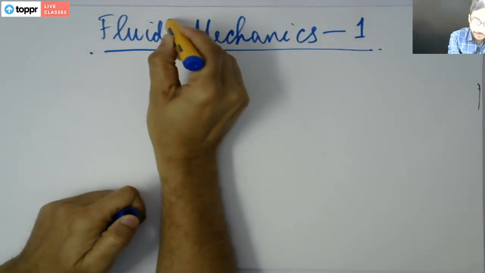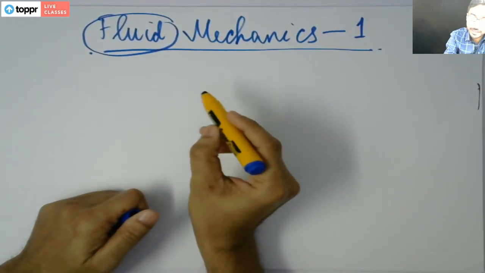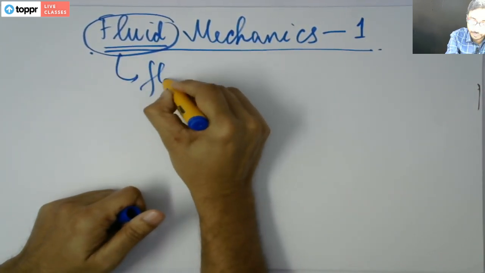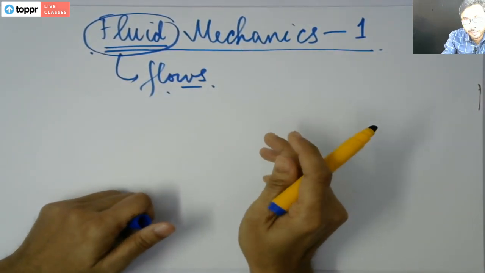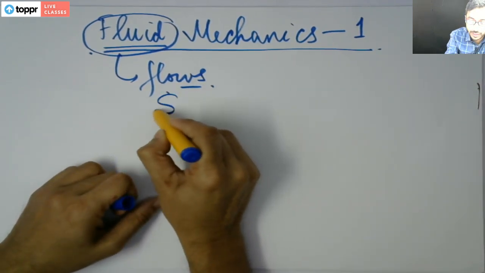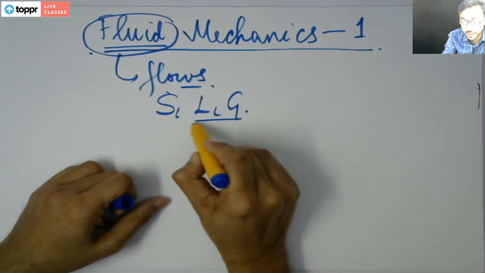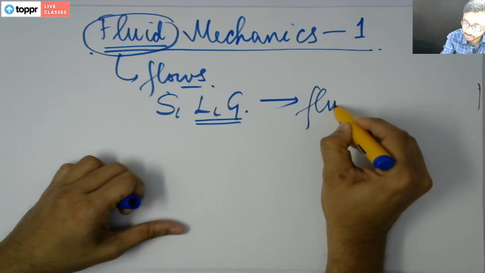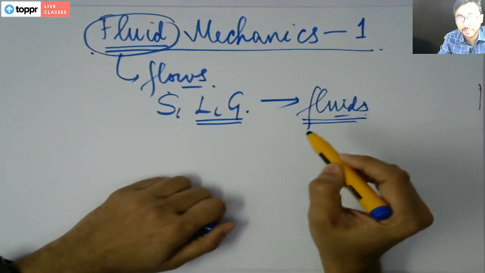Now see, when we say the word fluid, what do we understand? Fluid is something which flows. Now, from the basic states of matter, you know that we have solids, liquids and gas. Now, liquids and gas, they can flow. So, these are fluids. So, what makes them fluid?